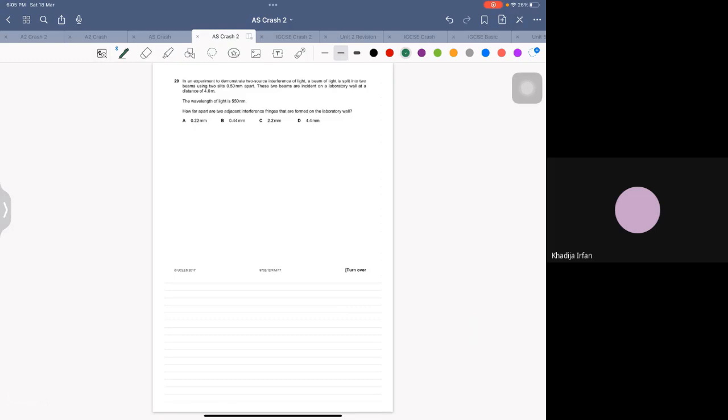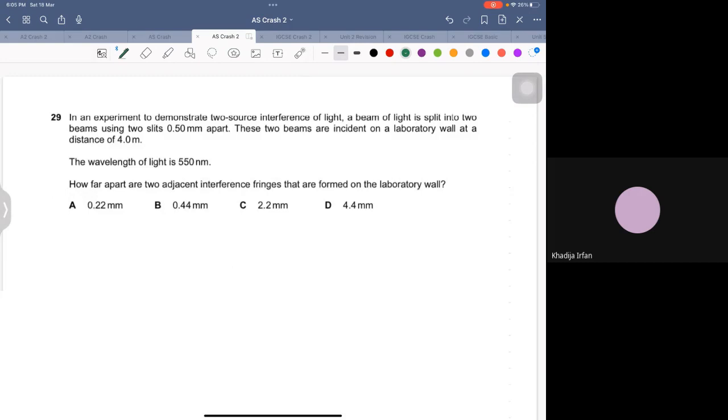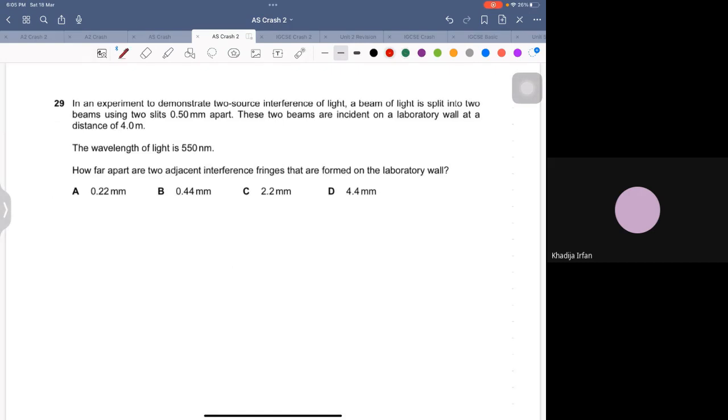Okay, the double slit. I'm going to read the question and it says, in an experiment to demonstrate two source interference, so it is two beams with two slits. I should really understand that this is the double slit experiment. Do you guys know what formula I use for double slit? ax = λD.